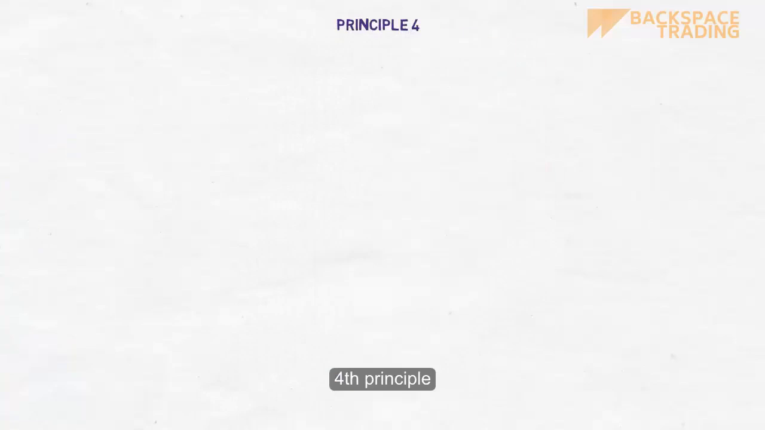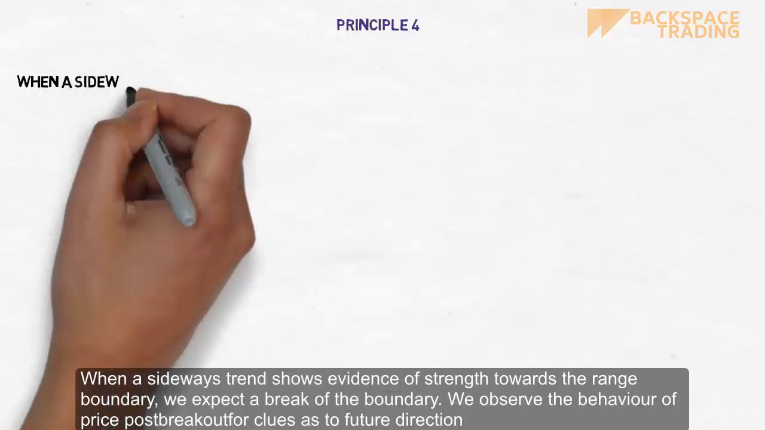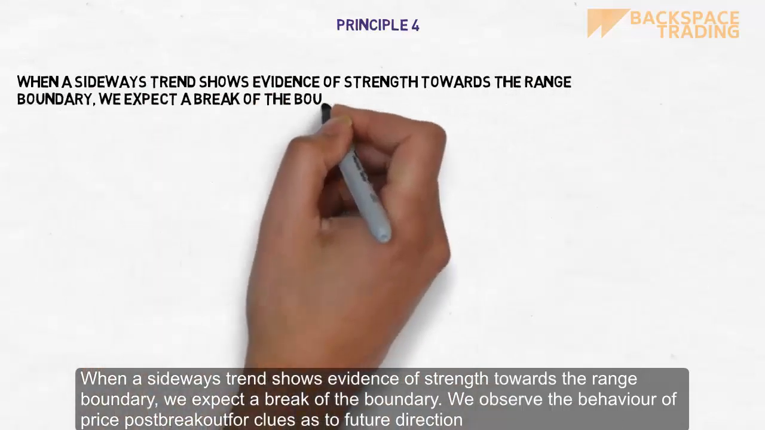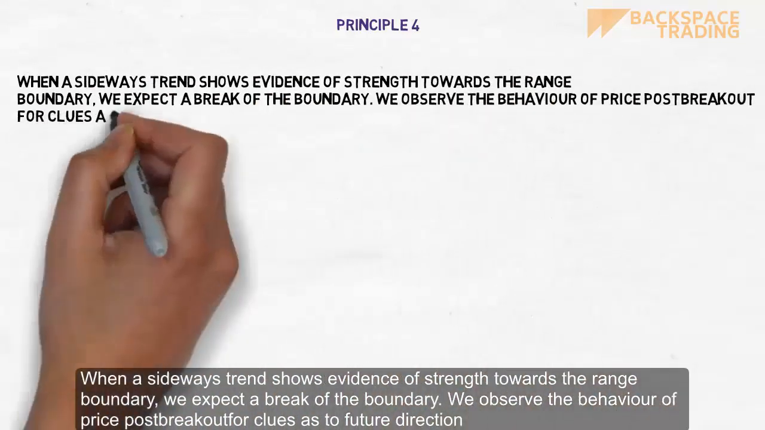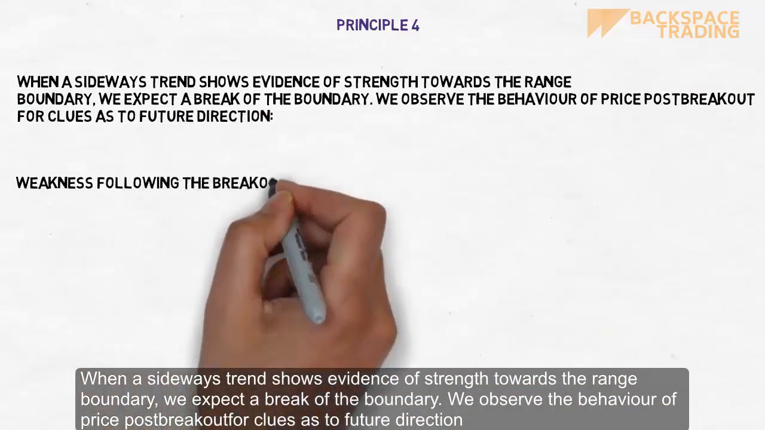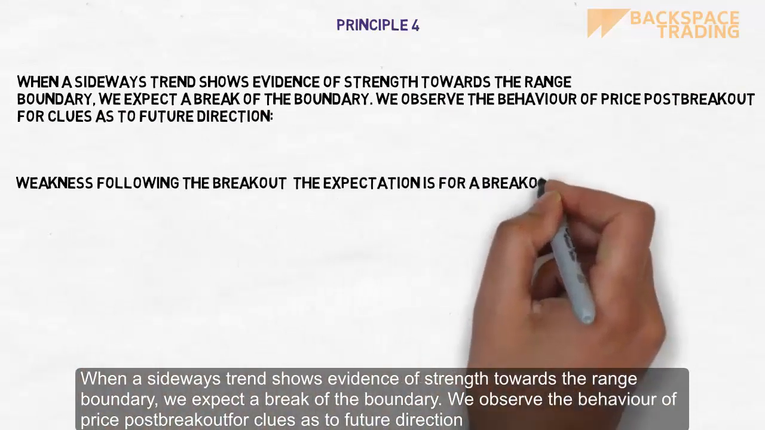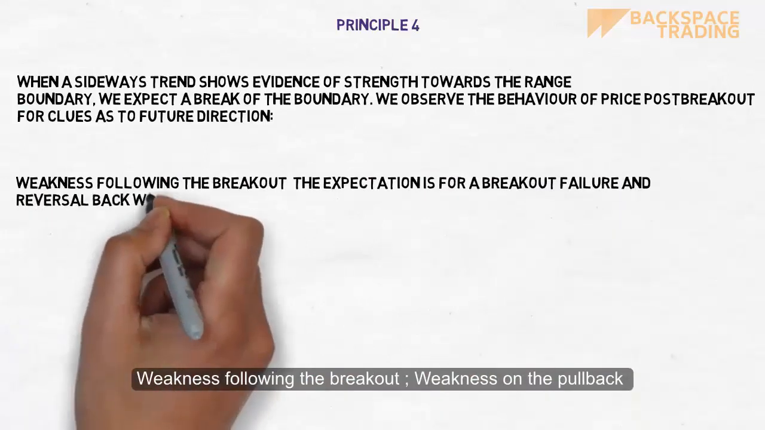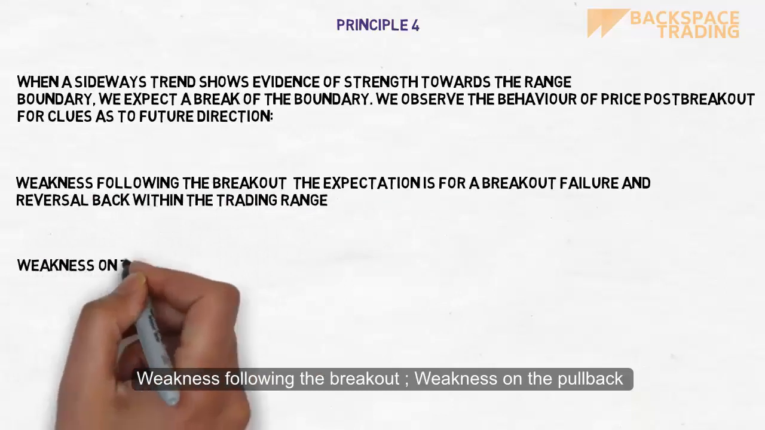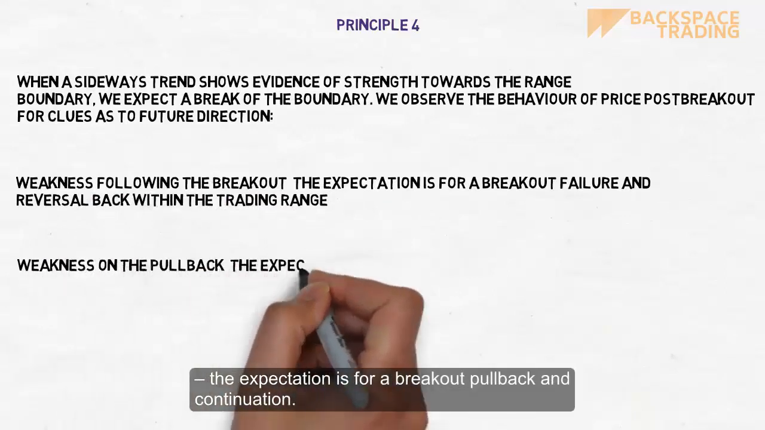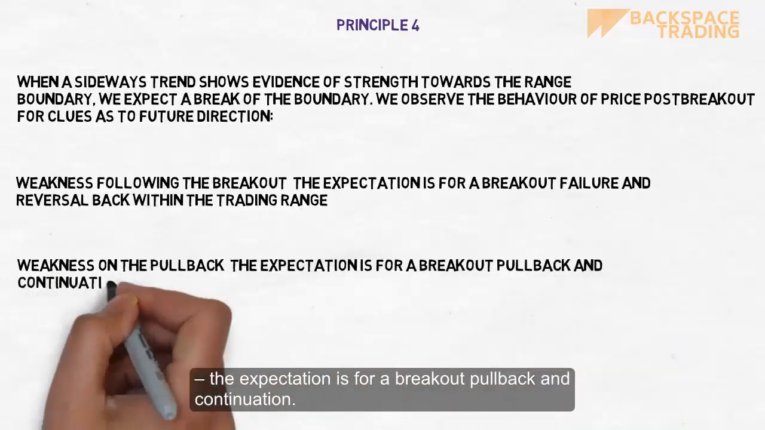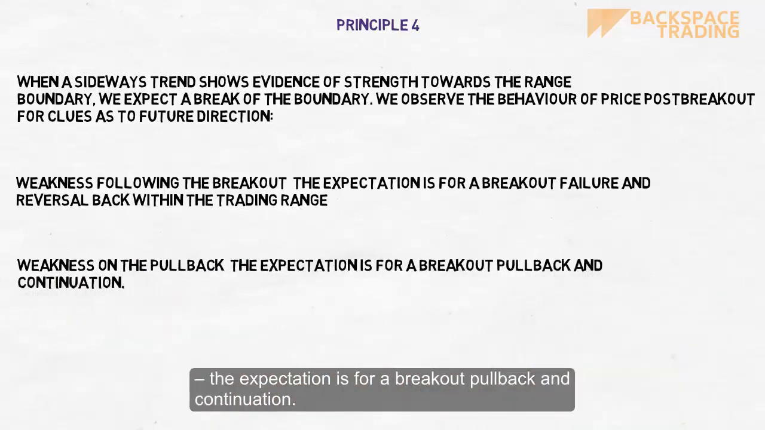Fourth principle. When a sideways trend shows evidence of strength towards the range boundary, we expect a breakout from that. We observe the behavior of price post breakout for clues to future trend. It can be weakness following the breakout, okay, expectation is for a breakout failure, and weakness on a pullback, expectation is for a breakout pullback and the price to continue, which will make sense when you see this graph.